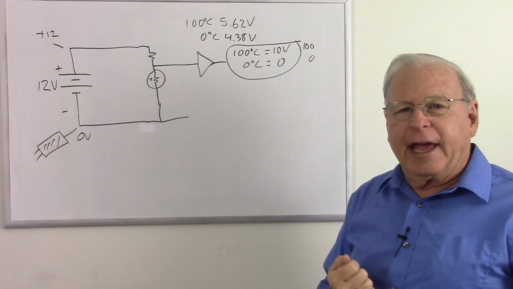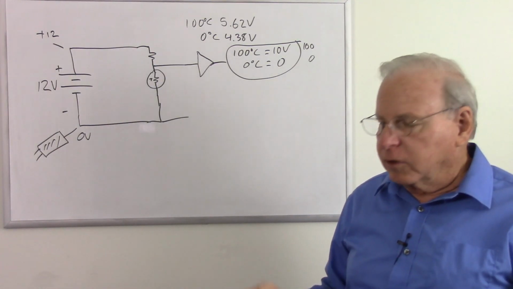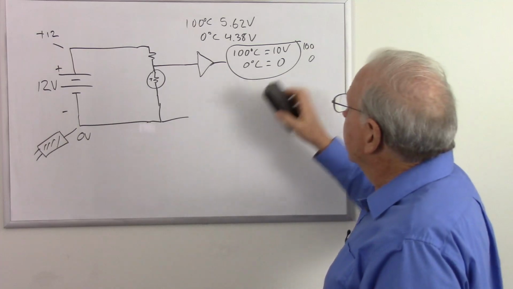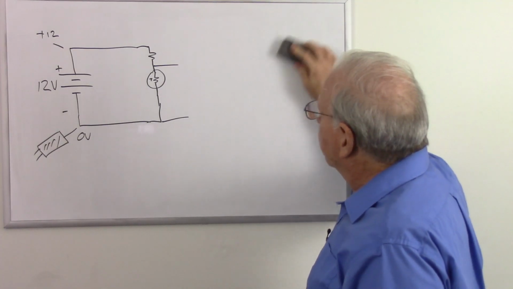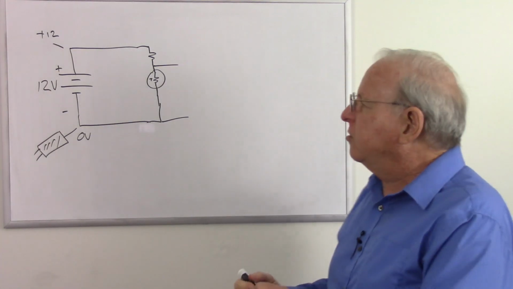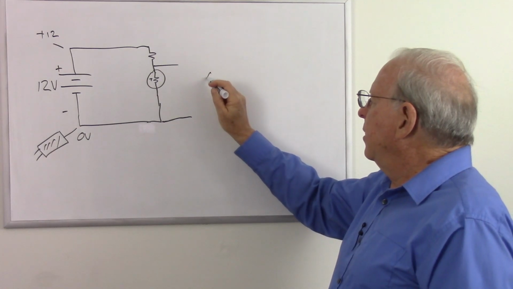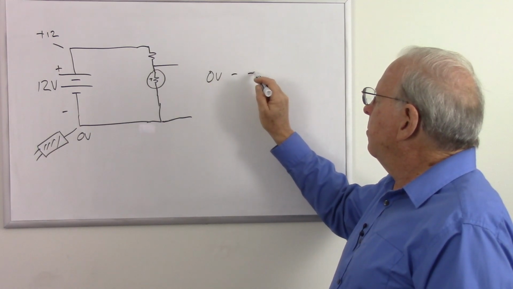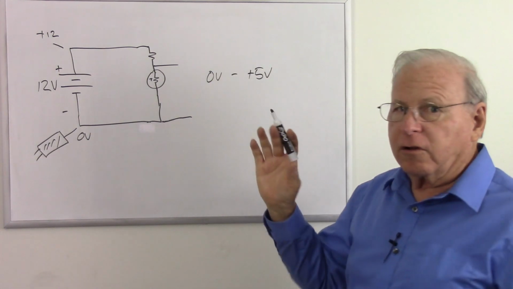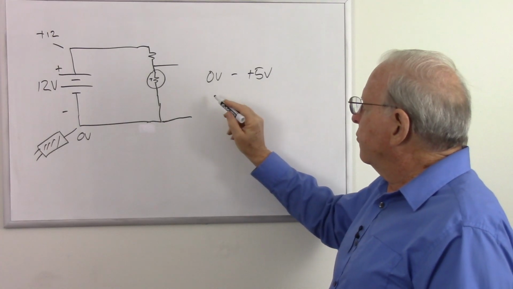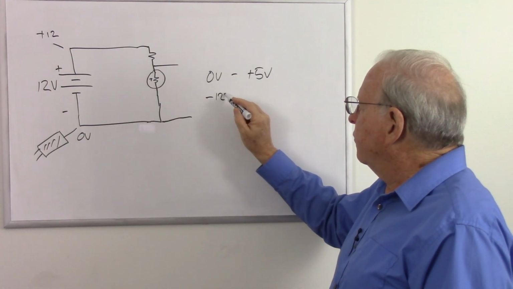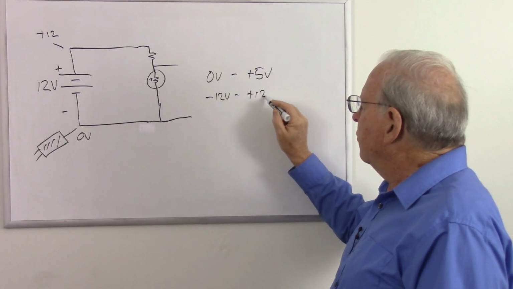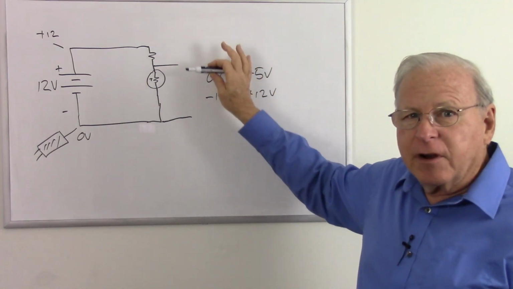So the difference between an analog circuit and a digital circuit, which we will talk about another day, is that a digital circuit is only going to have two possible voltages. Those voltages might be 0 volts to plus 5 volts for what's called a TTL circuit, or other circuits might have minus 12 volts to plus 12 volts. But we don't have a range in between.